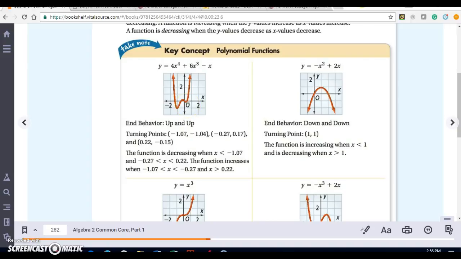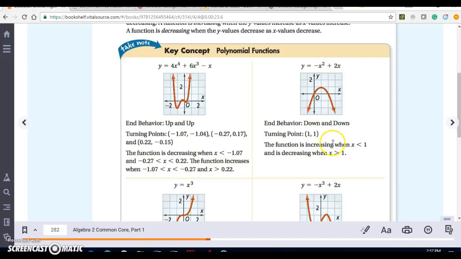All right, so the function is decreasing. So decreasing, I'm looking at it like I'm looking at a book, going from left to right. So when x is less than negative 1.07, it's decreasing. So here I'm decreasing, right? Even though that arrow is pointing up, it's actually decreasing. Then going this way, I'm increasing. And I stop and I start decreasing again. Then I stop and I start increasing again.